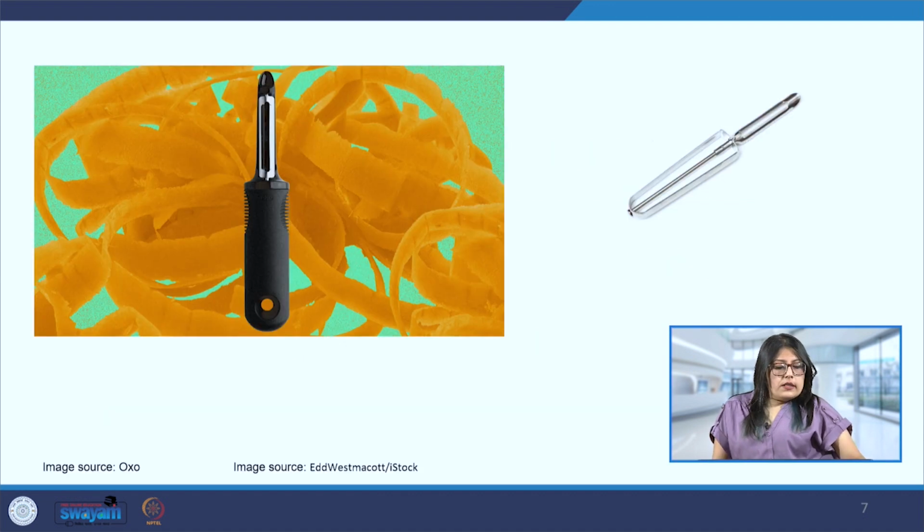Now let us see a case study. This is a case study of a peeler. This is an OXO peeler, OXO. I am giving this example just so we are able to tie up all that we have seen in the last few lectures, starting from empathy to the design process, and also what we recently saw, the research of the competitors and market and other aspects.